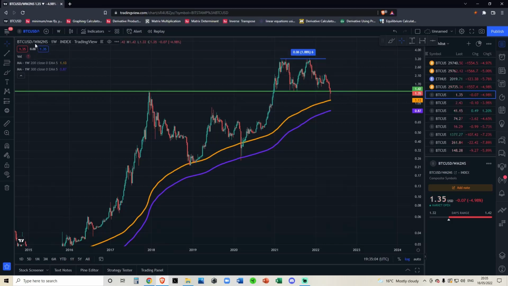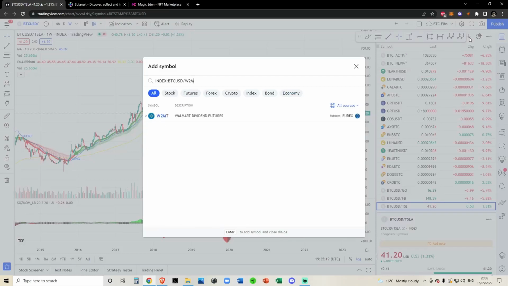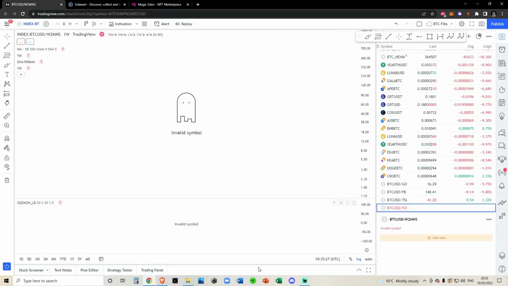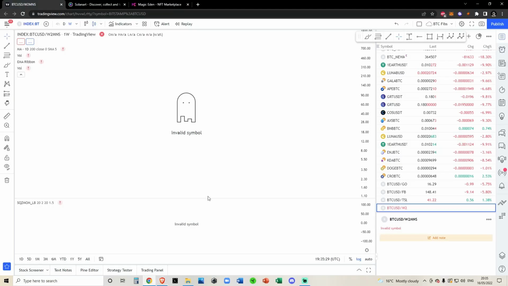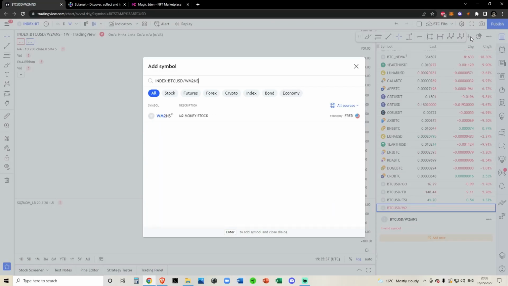So let's talk about the M2 money supply, because here it is not simply M2 money supply, you've got WM2NS. So once again, WM2NS, and then we're going to hit enter. So I must have entered this wrong. Oh, it's WM2NS, my bad. WM2NS, and then you can see this is the M2 money stock.